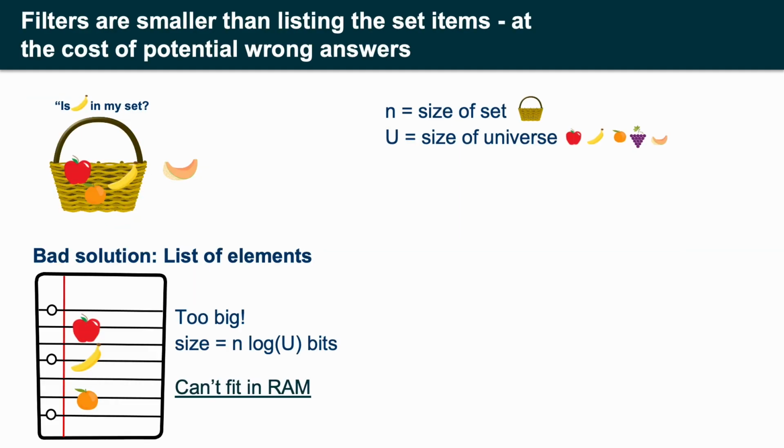First, I just want to go over what a filter is in a little bit more detail. We have elements in a universe. Those are going to be represented here by fruits, and then our set is the fruits that we have in our basket. And so we want to answer the question, what's in our basket? A bad solution to this problem would be just to list all the fruits on a big list. The reason this isn't a good solution is because it takes too much space. We need log U bits for everything we write down on that list. This might not fit in RAM.